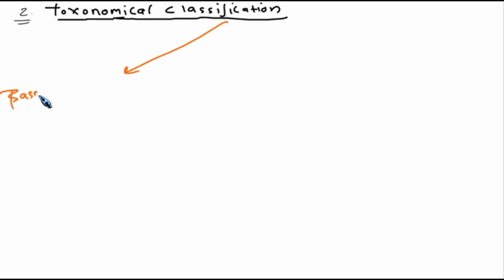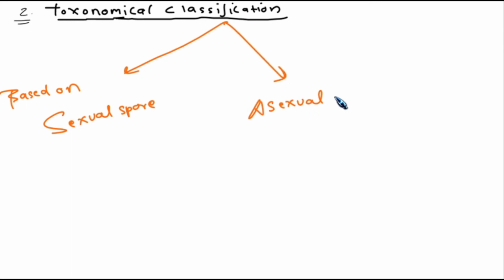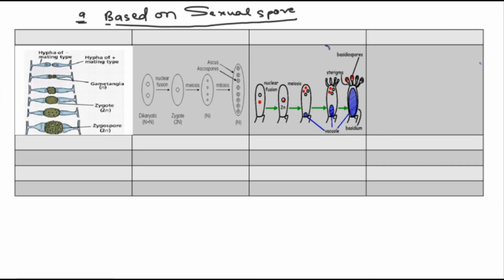Now let's move toward the taxonomical classification. Taxonomical classification is based on two types, that is sexual spore or asexual spore. Based on sexual spore, it is further divided into four types: phylum Zygomycota, second is phylum Ascomycota, third is phylum Basidiomycota, and next one is phylum Deuteromycota.